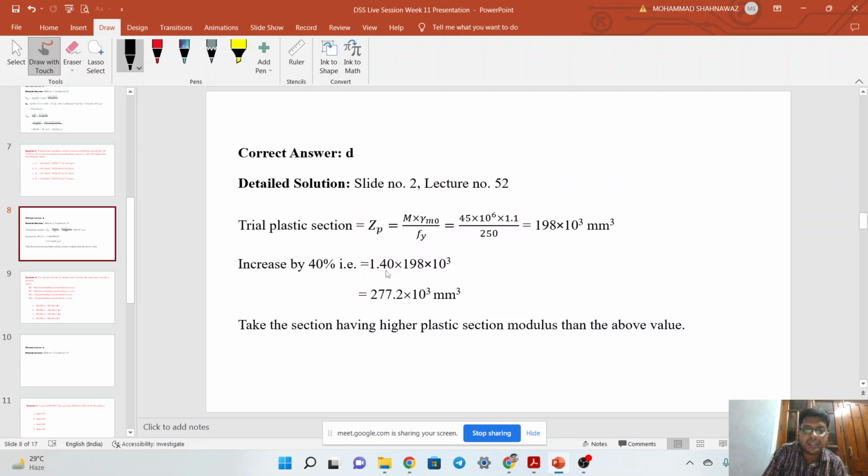So 1.4 multiplication we are doing, so 277.2 into 10 to the power 3. So this is the trial plastic section value. Now when you are going to consider any section, you have to take that section whose section modulus will be slightly higher than this value, not much higher than this value. Why? Because it will make your design uneconomical. So that is why a little bit higher than this value you have to take.